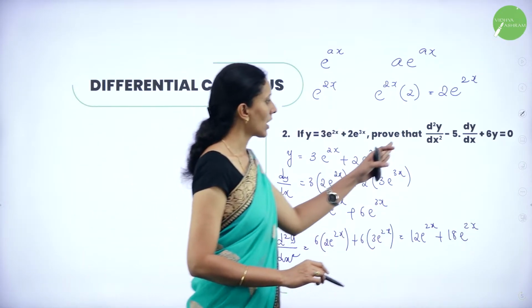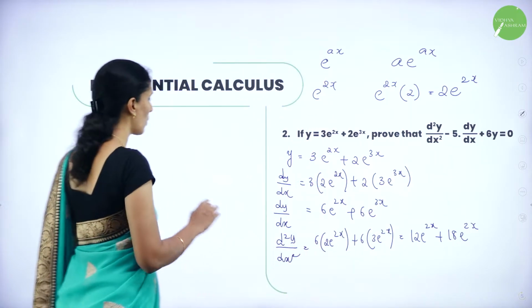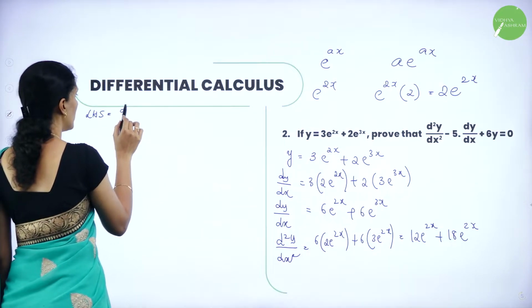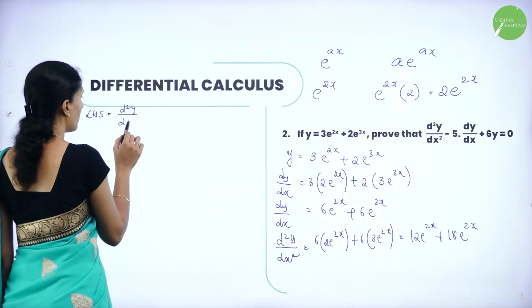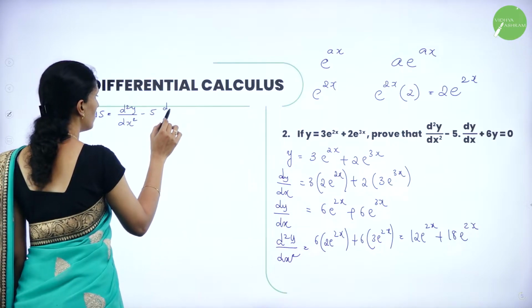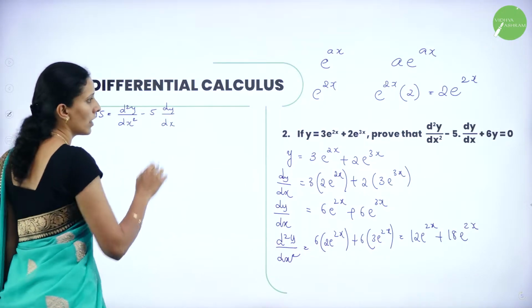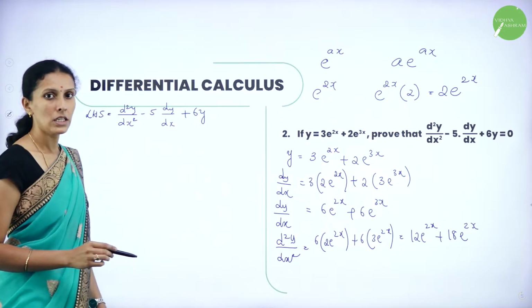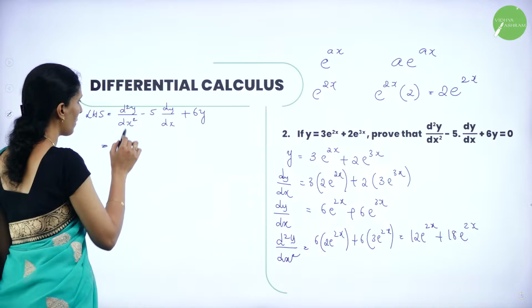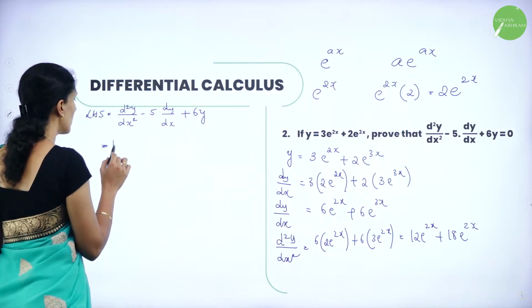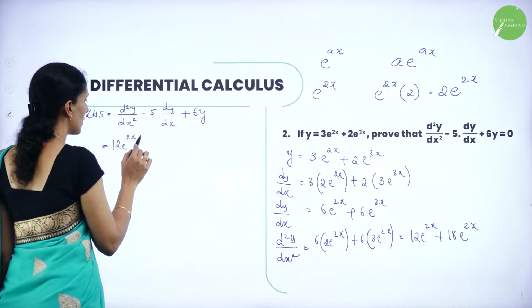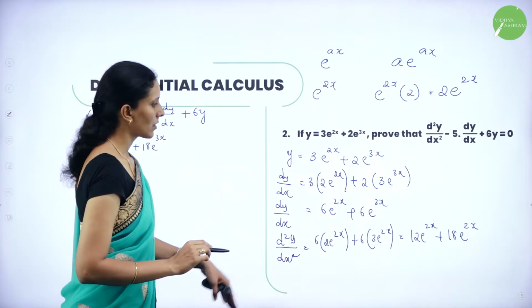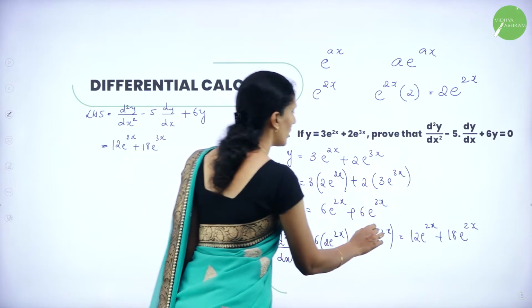So what I'll do, consider the left hand side of the equation, that is LHS. So we have d²y/dx² minus 5 into dy/dx plus 6y. We need to show that the result will be 0. So what is d²y/dx² we got? That is 12e^(2x) plus 18e^(3x).